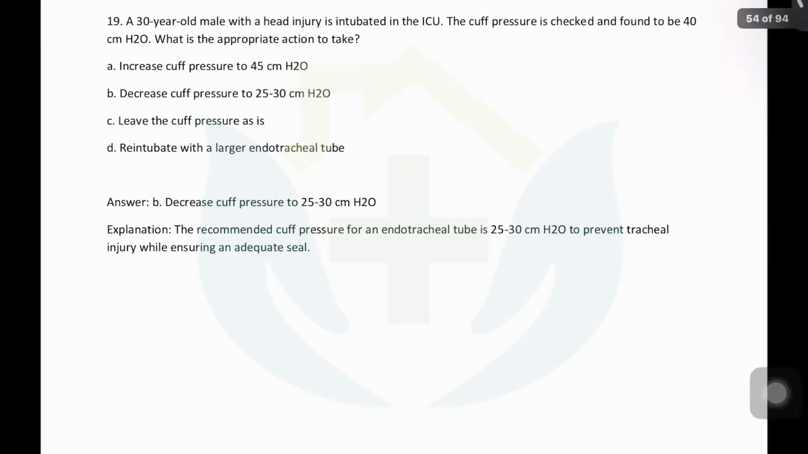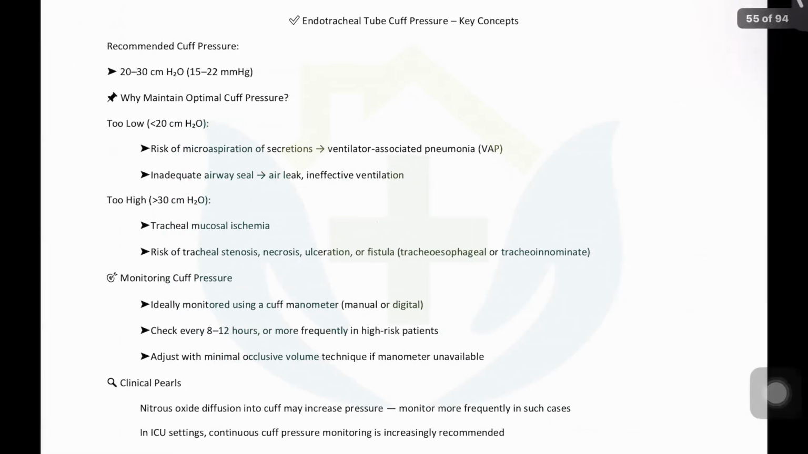So it is very important that this is where you need to keep the pressures, 25 to 30 centimeters. Recommended cuff pressure, I have a full slide on cuff pressures, don't worry. Because these are the questions that everybody misses and then they get stuck in the exam. Recommended airway cuff pressure for endotracheal tube is 25 to 30 centimeters of water to prevent tracheal injury while ensuring an adequate seal. So what is the endotracheal tube cuff pressure?